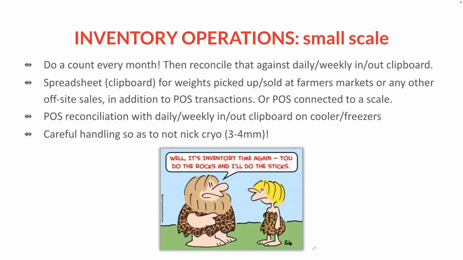You have somebody that took the chicken out at 5 a.m., but you don't know what chicken came back unless you're actually tracking it. So then we're doing a reconciliation between what the POS tells me that I sold that day and what the clipboard tells me went in and out of those coolers and freezers.